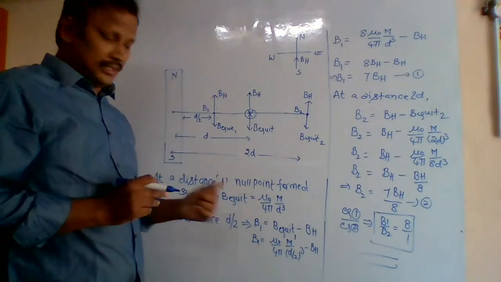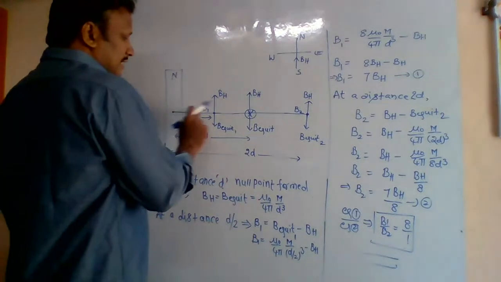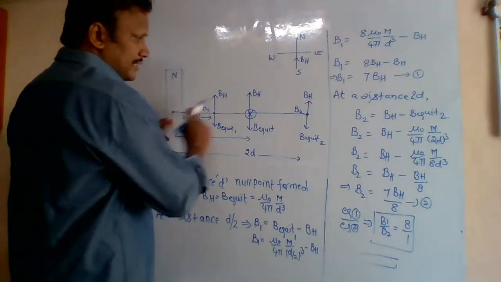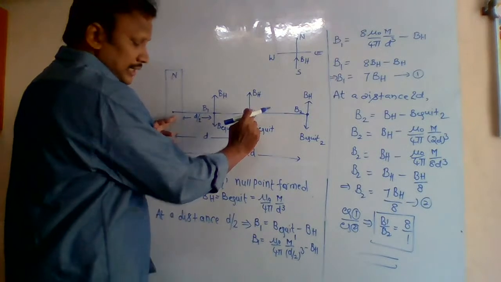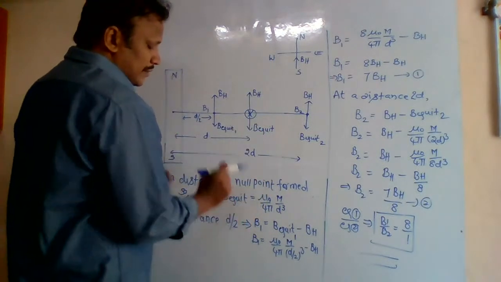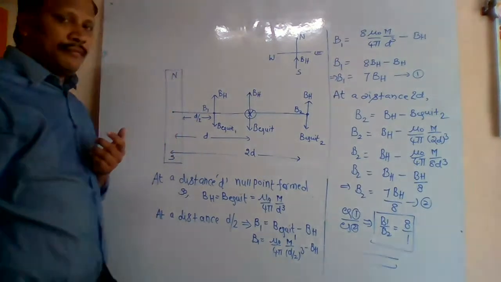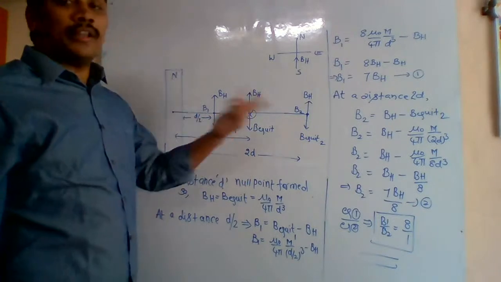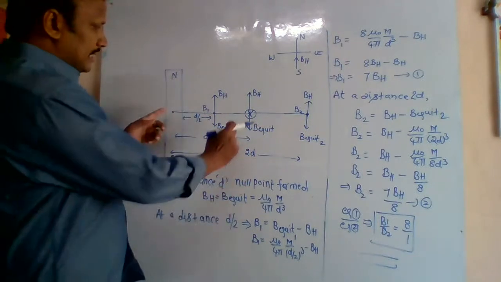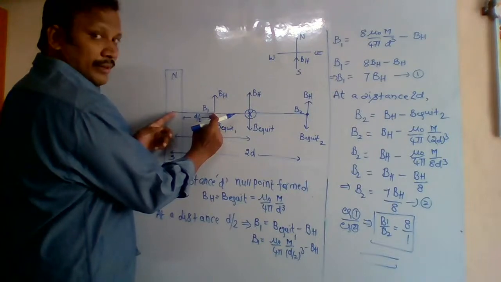So remember this equation. Now you have to find out the resultant magnetic field inductions at a distance d by 2 and at a distance 2d on the equatorial line. At a distance d, we get the null point, where BH is balanced by B equatorial. Basically from here to here is distance d, and d by 2 is from here to here.